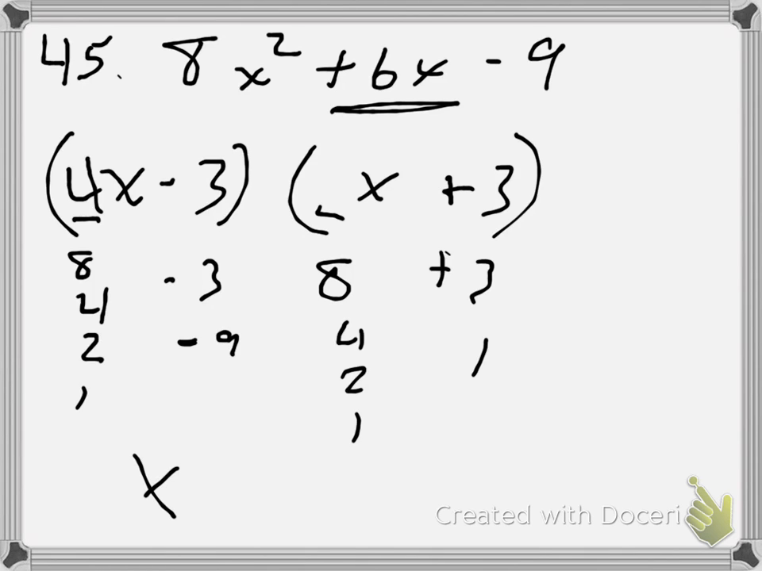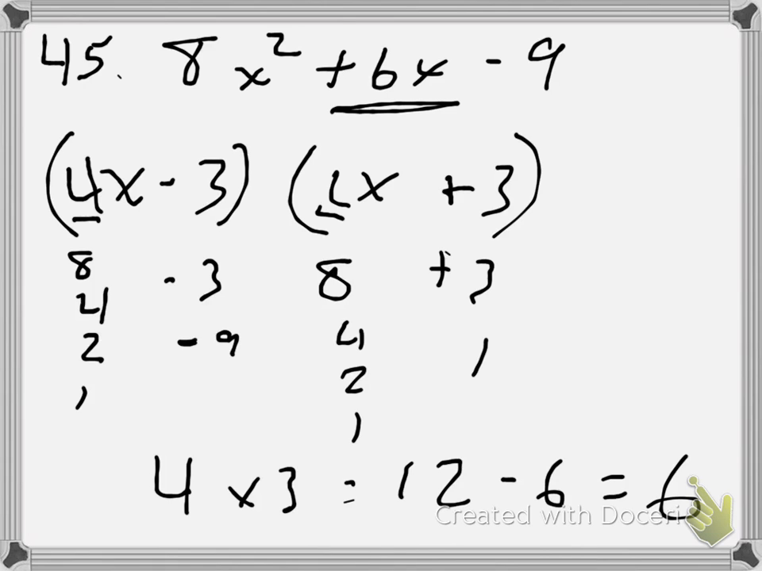And the 4 times the 3 in the back gives us 12. If we put a 2 in the middle here, that's going to give us negative 6, so minus 6, which gives us the 6 we needed to have in the middle.